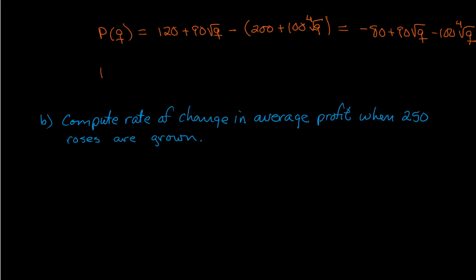To get the average profit, what I'm going to do is take this equation to the far right. I'm going to rewrite this a little bit. I'm going to write this as 90 square root of Q minus 100 times the fourth root of Q minus 80. There's the profit function. To make it an average profit, I just divide it by Q. And that's it.